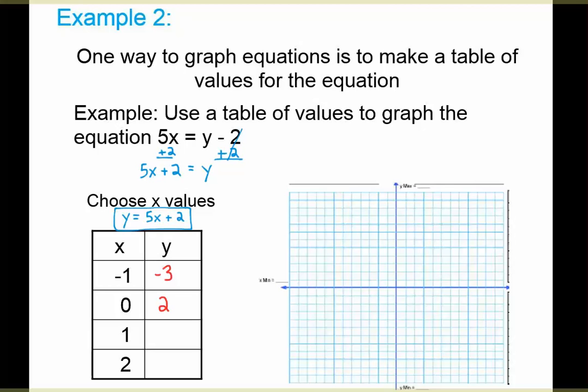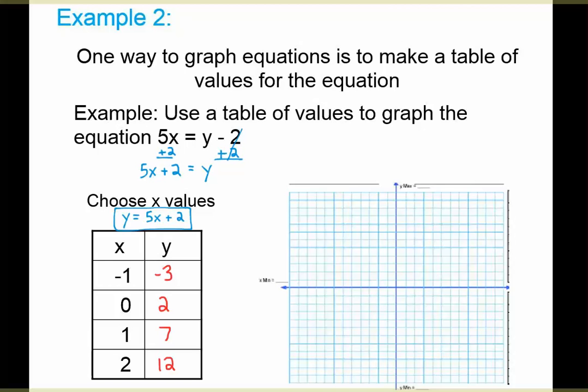5 times 1 is 5. 5 plus 2 is 7. So 1 comma 7 will be my next point. And then 5 times 2 is 10. 10 plus 2 is 12. So 2 comma 12. So that's kind of step 2. Step 3 is going to be to represent all of this stuff correctly on the coordinate plane. And you don't want to graph one of these points incorrectly because you've done all this other work. So let's make sure we do this right.